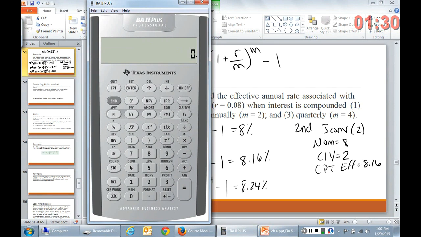So if we wanted to do this for quarterly, we would push second, I conversion, enter in our nominal rate, so 8, and enter. The up arrow, our compounding periods per year is 4, enter, up arrow, compute, and you get 8.24%.